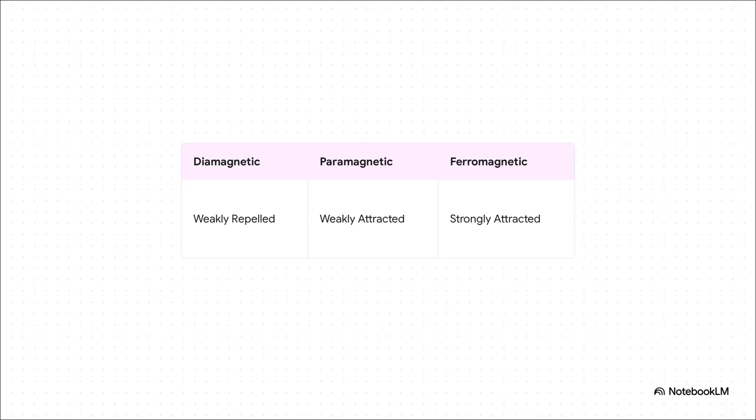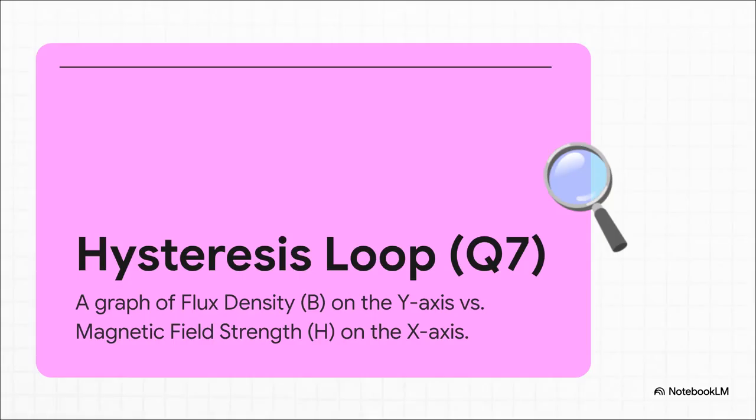Paramagnetic? Weakly attracted. And ferromagnetic? That's the big one, strongly attracted. Think F for ferocious attraction, like with iron. When a question about the hysteresis loop comes up, it's almost always about what the axes represent.